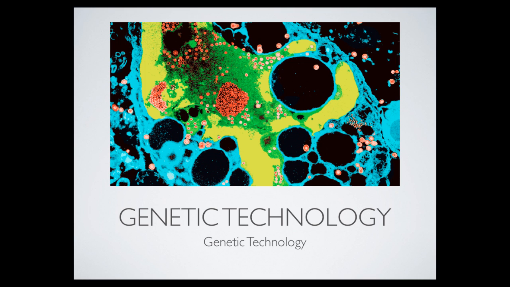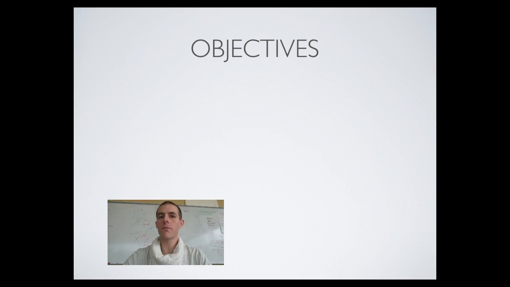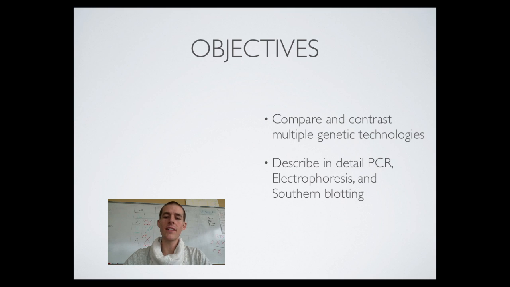But before we get into all that, let me give you your objectives. Here are the things that you need to know or be able to do by the end of this video. First of all, compare and contrast multiple genetic technologies. For each one, you kind of want to know how it works and what it might be used for. Describe in detail PCR, electrophoresis, and southern blotting. Those are the three techniques or the three technologies that you should really be familiar with. And understand the use of a DNA probe. This is an idea that applies to several different technologies.